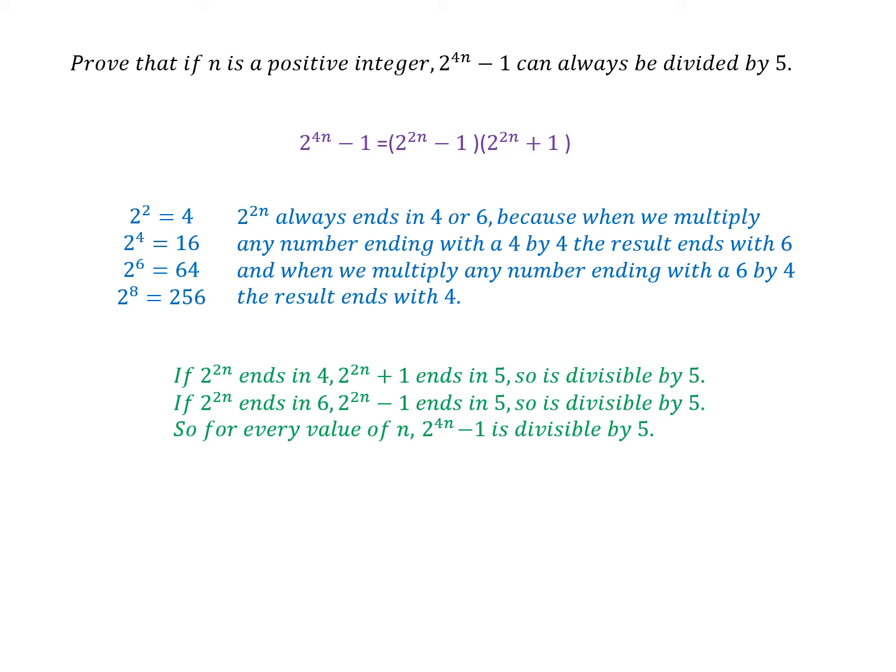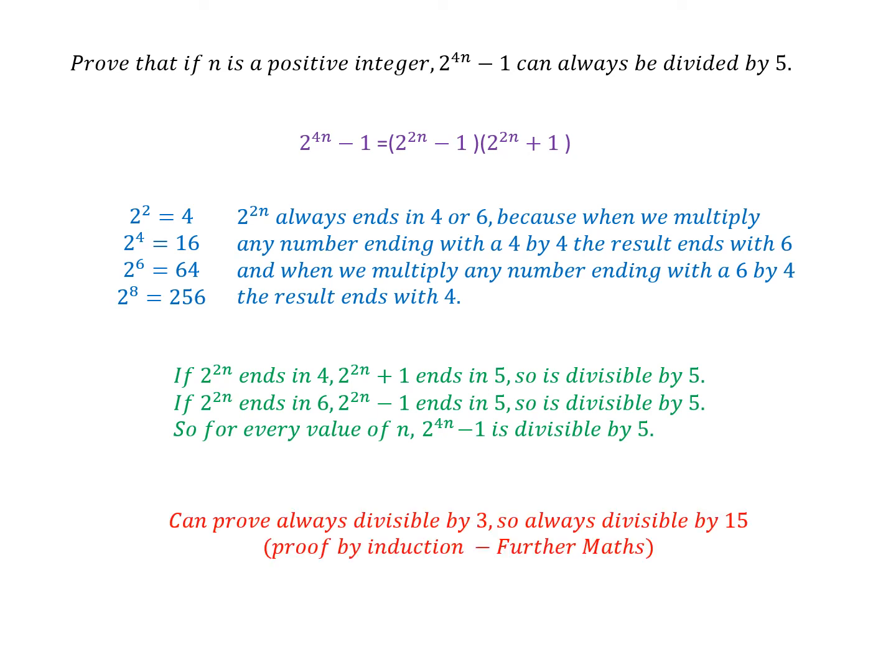So that's the end of the proof required by the question. But interestingly, it can also be proved that 2 to the 4n minus 1 can also be divided by 3. So in fact, 2 to the 4n minus 1, because it can be divided by 5 and 3, can always be divided by 15. But the proof of that, I believe, the best way certainly to prove divisibility by 3 in this case is a thing called proof by induction, and that's the reserve of further maths. There may be a way of doing it without induction, but I haven't been able to find it just now.